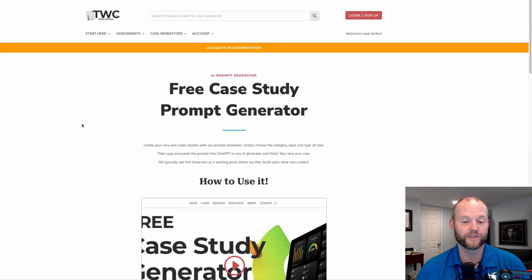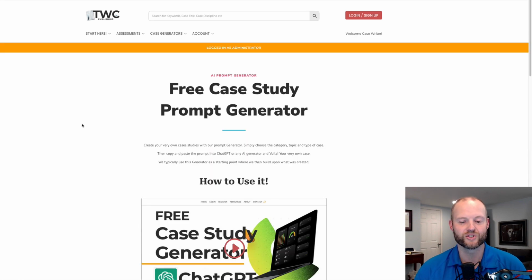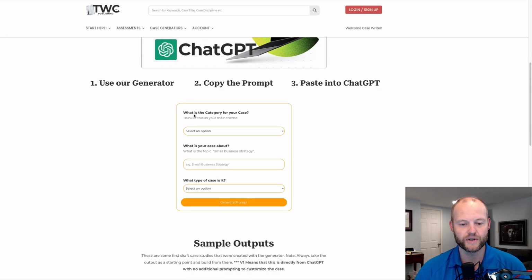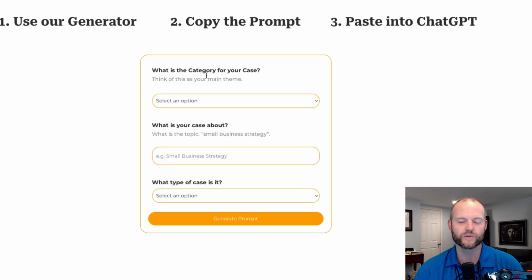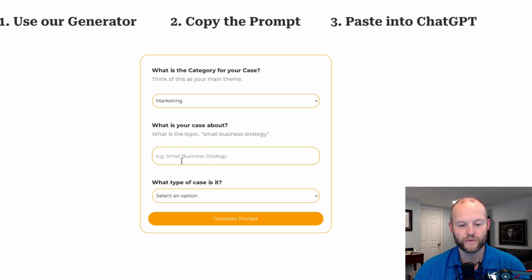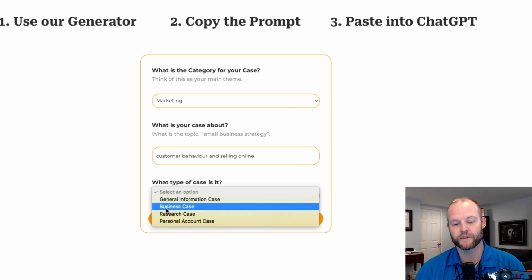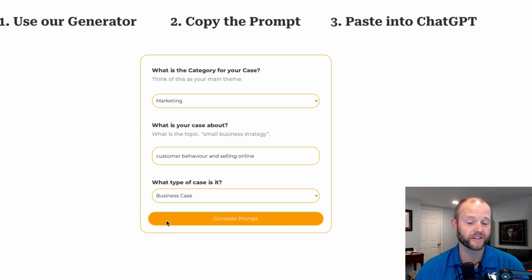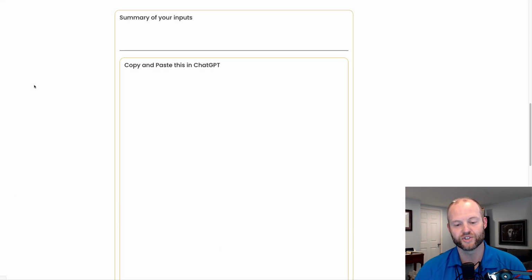So the first thing we have to do is we're going to do a marketing case study. So the way the generator works is all you do is go here: what is the category of your case, which is the discipline. So we're going to choose a marketing case study. And then we say, what's the topic or what's the case about? And this is where you choose the main topic for it. So we're going to say customer behavior and selling online. And what type of case is it? It's going to be a business case. And all you have to do is click generate prompt, and it's going to generate a prompt for you.